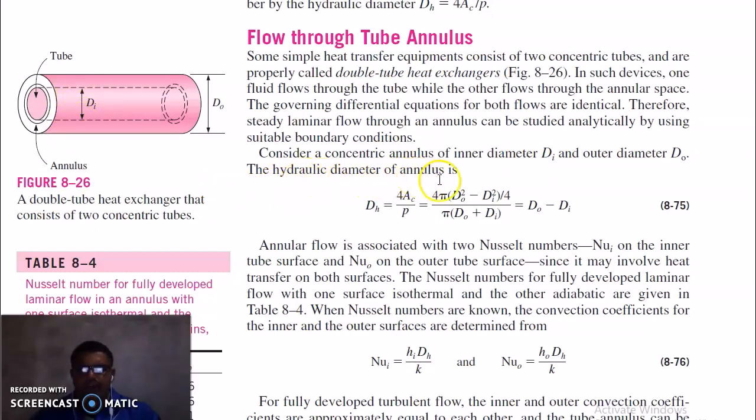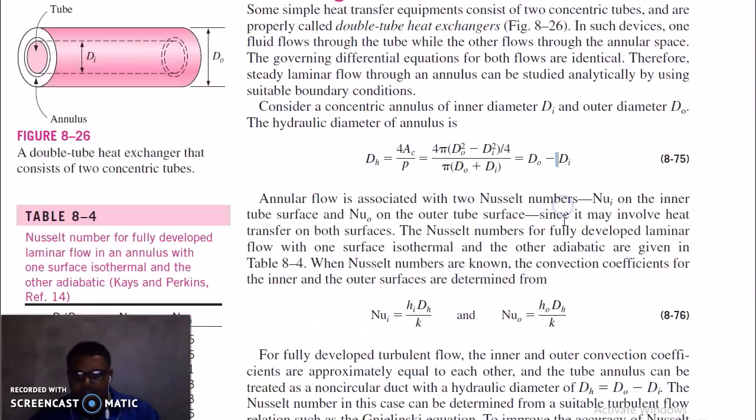The hydraulic diameter of the annulus is Dh equal to 4Ac/P, where Ac is your cross-section area, which is the outer area of this pipe of Do diameter minus the area of the inner pipe, which is the area of this annulus section, divided by the perimeter. Now in the case of perimeter, we have to take both the inner perimeter as well as the outer perimeter. Now the hydraulic diameter in this case is Do minus Di.